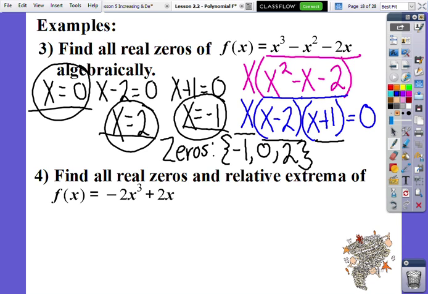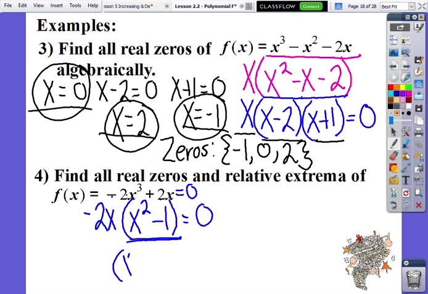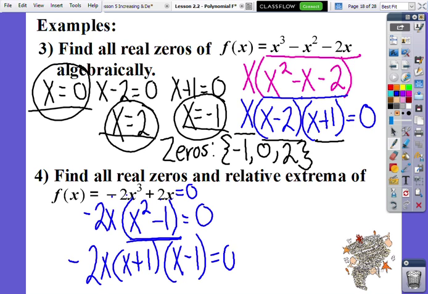In number 4, we are asked to find all real zeros and the relative extrema. Now, they didn't ask me to find the zeros algebraically, but I'm going to go ahead and see if I can. So I'm going to set it equal to 0 and see if I can factor. I notice it has a GCF of 2 and a GCF of x, and I don't really like that negative sitting in the very front, so I'm going to say the GCF is negative 2x, which leaves me with x squared minus 1. Well, that x squared minus 1, that's a difference of squares, right? So x plus 1 times x minus 1. So I've got negative 2x times x plus 1 times x minus 1 equals 0.